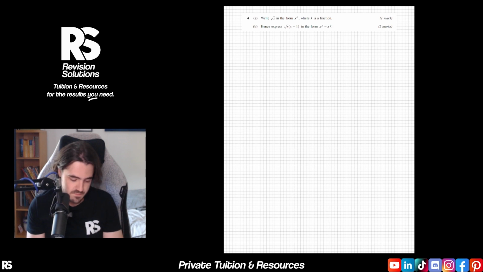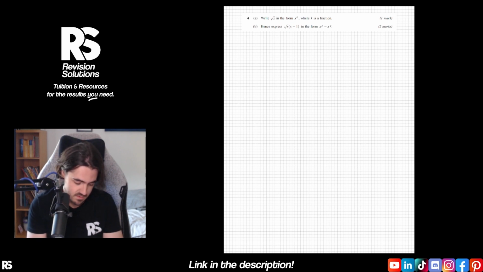So the next question for part A, it says write root x in the form of x to the k, where k is a fraction. So that's just a recall thing, basically, like a square root is simply a power of a half. So for part A, that would mean k is just equal to a half.